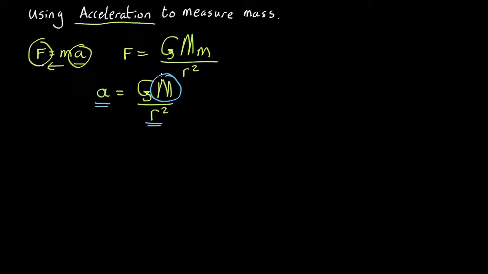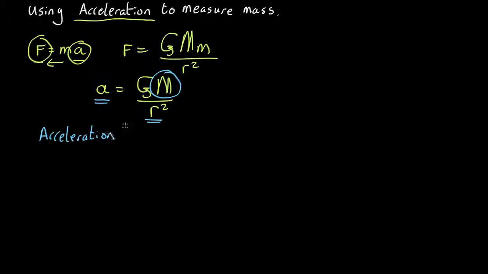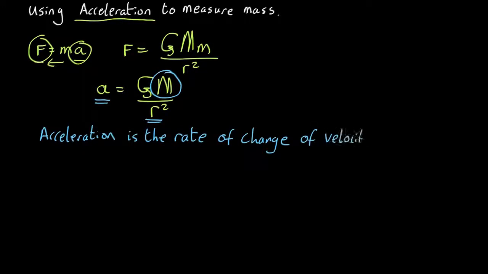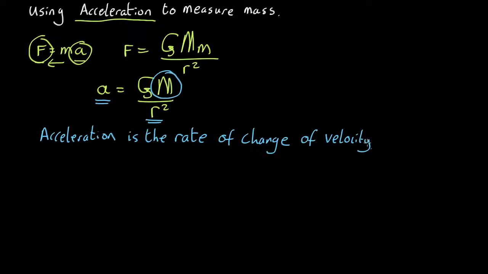But how do you work out the acceleration of something in deep space? Well, what is acceleration? Acceleration is the rate of change of velocity. So what that means is, whenever we see something with its velocity changing, then there must be an acceleration, and therefore there must be some mass nearby. And if we can see how much the velocity is changing, that will tell us how big the mass is.